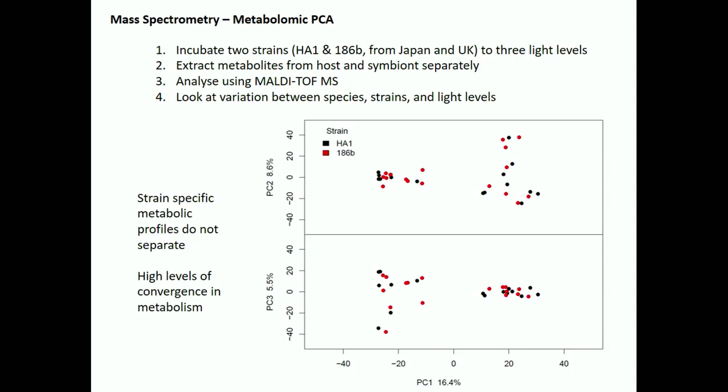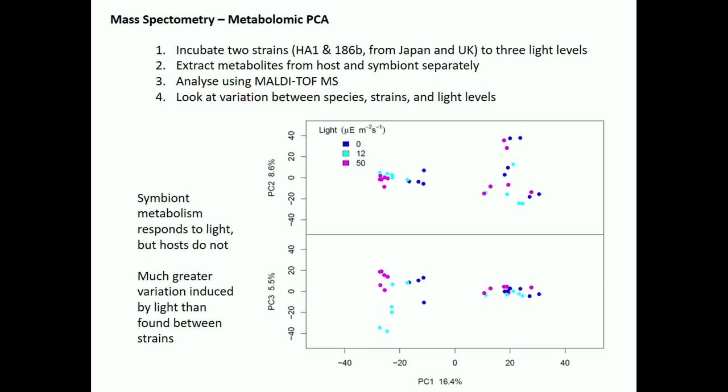If we look at the two strains, HA1, which is from Japan, and 186, which is from the UK, you see we don't really get any separation. So their metabolic profiles at the broad level overlap with one another, which we found to be quite surprising. And it's really indicative of quite a high level of convergence in the metabolic functioning of these cells. That's slightly in contrast to what we see at the different light levels, again, for the same data. So if you just ignore the right-hand set of points, which are from the paramecium fraction, and just look at the symbiont fractions, you'll see that they do cluster based on the light conditions that they've been acclimated to for this experiment. So what we're seeing is that the environment induces more metabolic differences into these cells than being from different sides of the planet, which we think is very interesting.